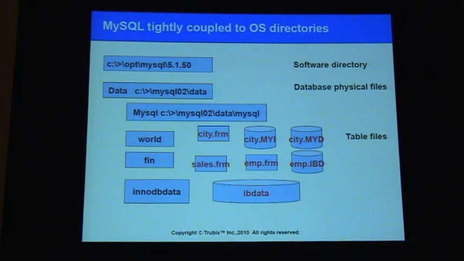If I go into World and create a city table and make it a MyISAM table, a MyISAM table is going to have three physical files. It's going to have a .frm file, which is basically the table descriptor, all the metadata information about the table. You're also going to have a MYD file that contains all the data for the table, and a MYI file that contains all the indexes for that table. So if you have primary and secondary indexes, they're all going to be in there.